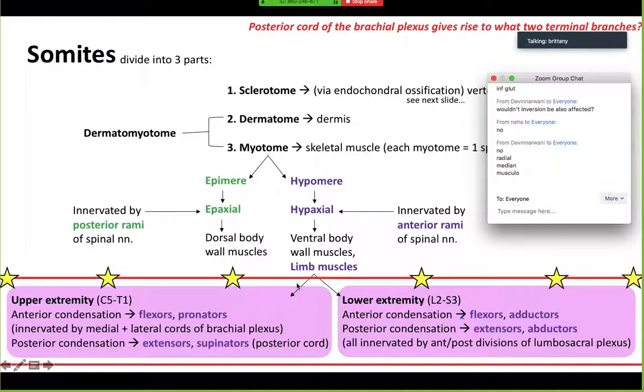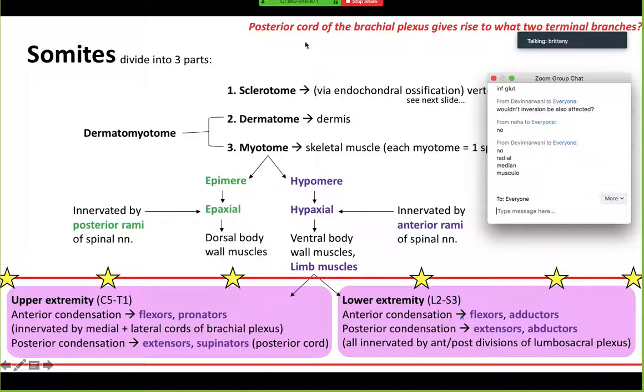On the ventral side, the upper extremity and the lower extremity. So the upper extremity, the anterior condensation, is going to give rise to your flexors and your pronators. And then your posterior condensation is going to give rise to the extensors and the supinators. So on top of that, you also need to be able to associate what cords of the brachial plexus are associated with the anterior condensation versus the posterior condensation.